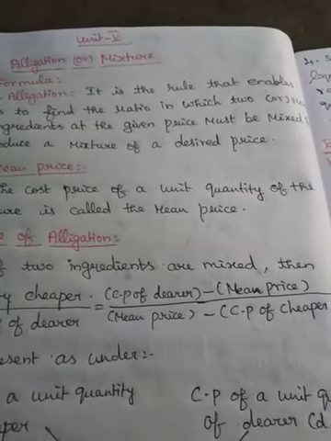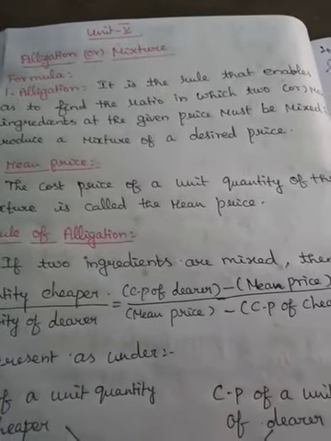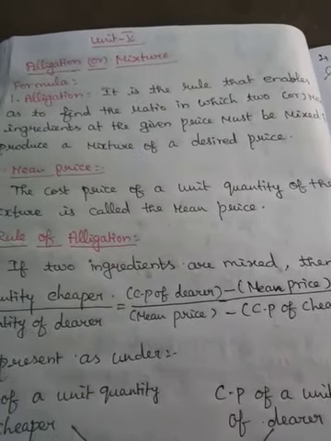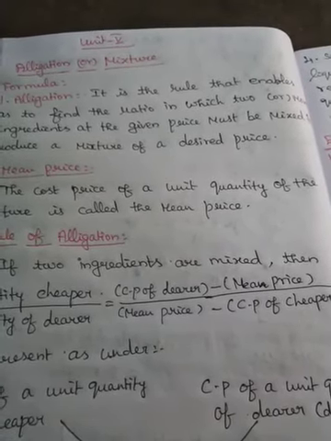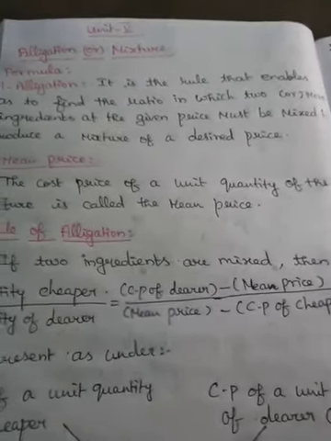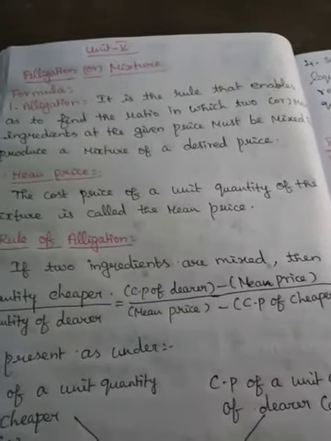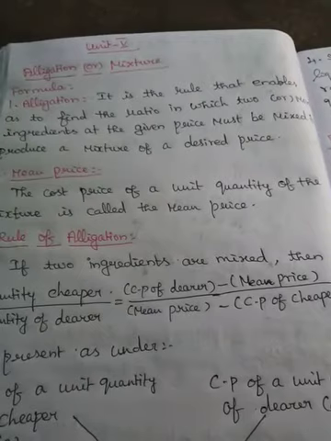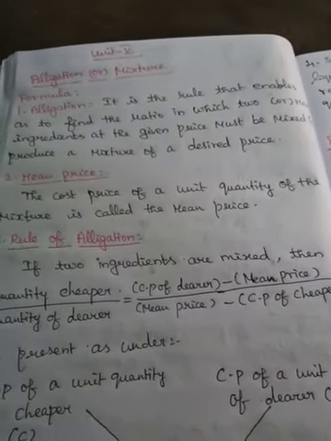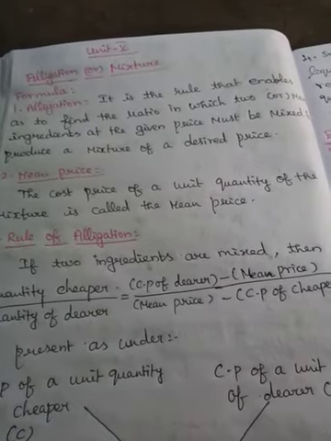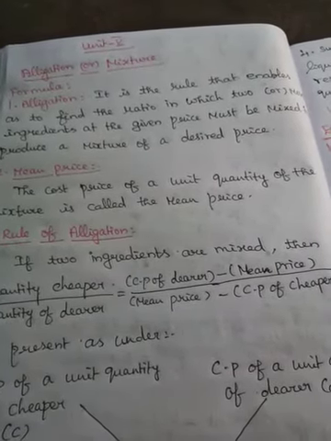It is the rule that enables us to find the ratio in which two or more ingredients at the given price must be mixed to produce a mixture of a desired price.